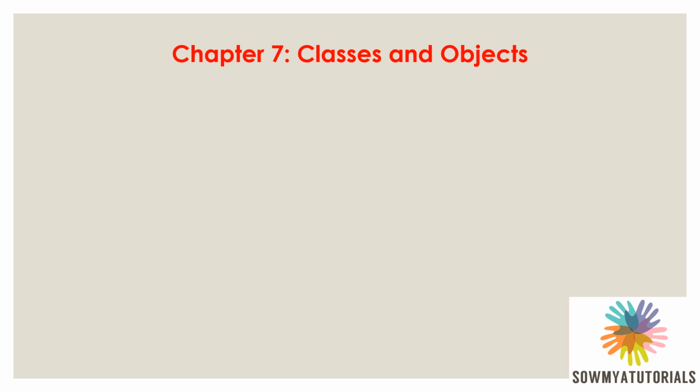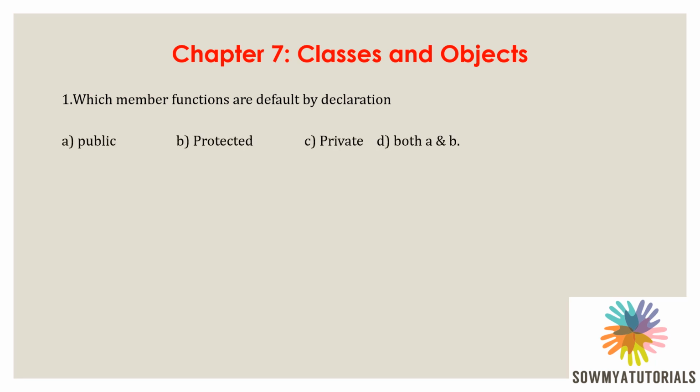There are some questions related to the concept of classes and objects according to your syllabus. The first question is: which member functions are default by declaration? Options are: A, public access specifier; B, protected access specifier; C, private access specifier; and D, both A and B. So which one is the correct answer?